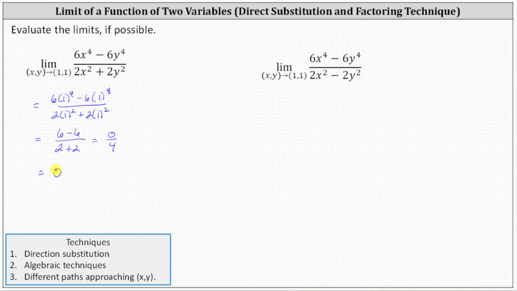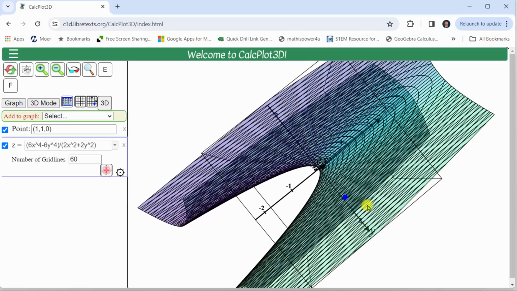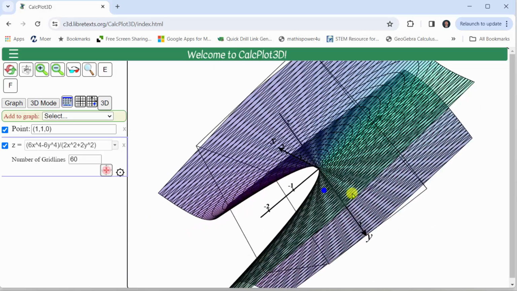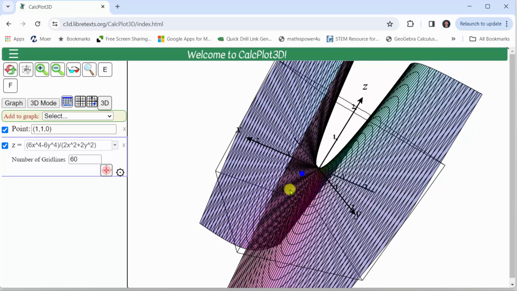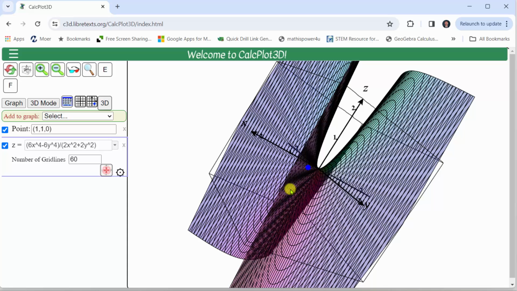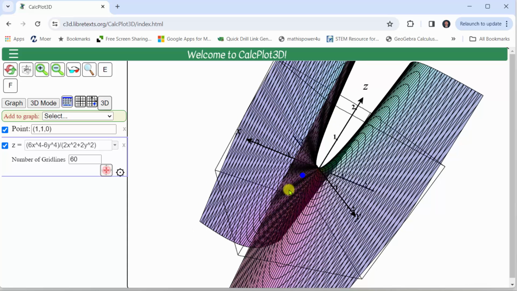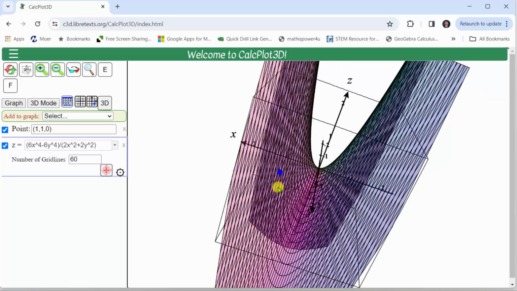Before we take a look at the second limit, let's look at the graph of the function. Here's the graph of the given function. It is continuous over its entire domain. As x comma y approaches 1 comma 1, we're approaching this blue point on the function, and this blue point is 1 comma 1 comma 0 on the surface, verifying the limit is equal to 0. Again, as we approach this point from any direction, we are approaching the function value of 0.